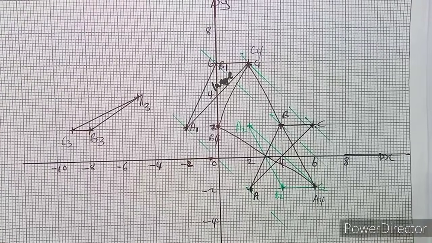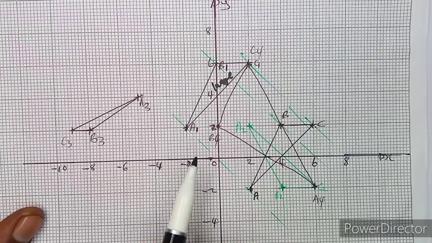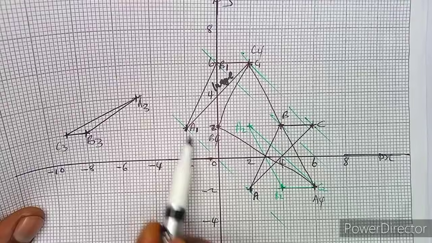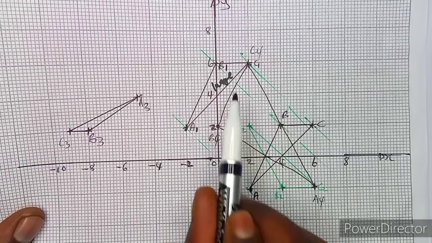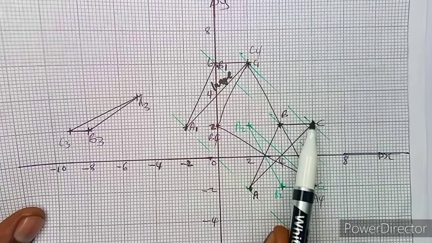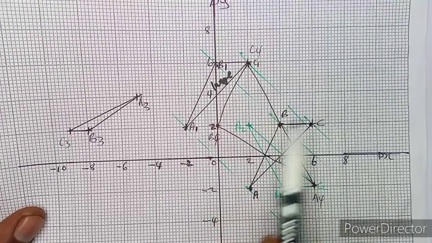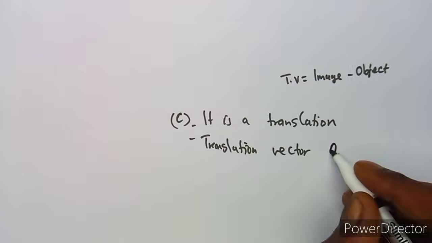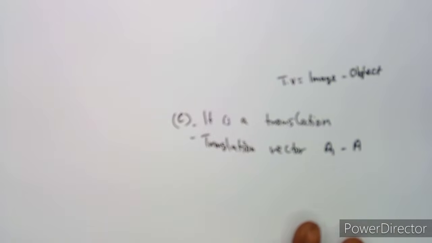So guys, try to understand. The translation vector is going to be A1 minus A, or it can be B1 minus B, or C1 minus C. You just choose any of your choice. I'm going to use A1 minus A.